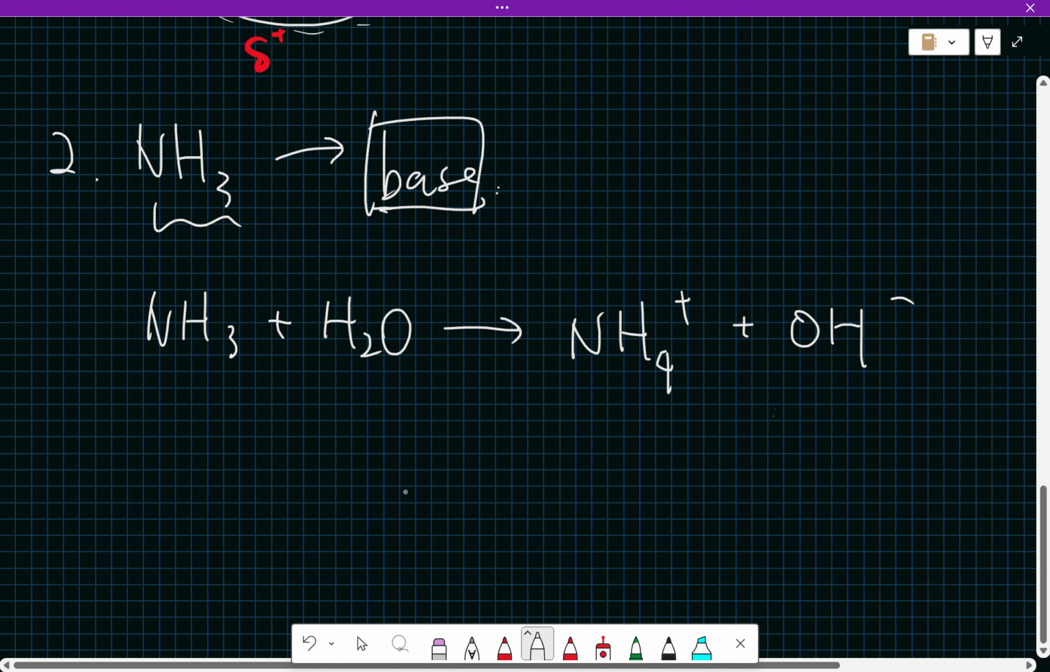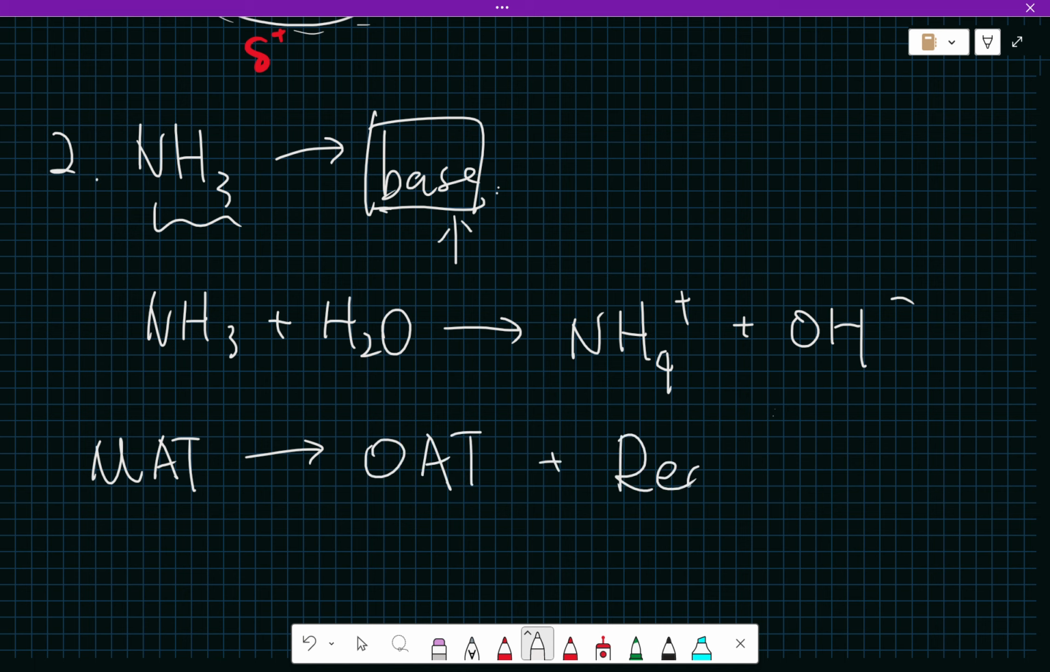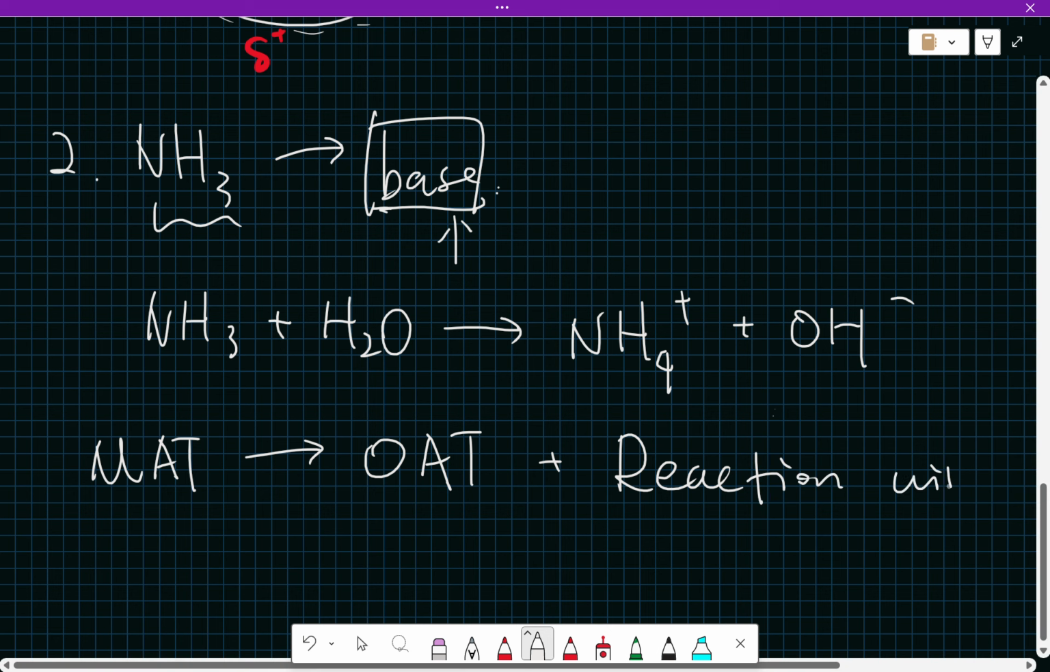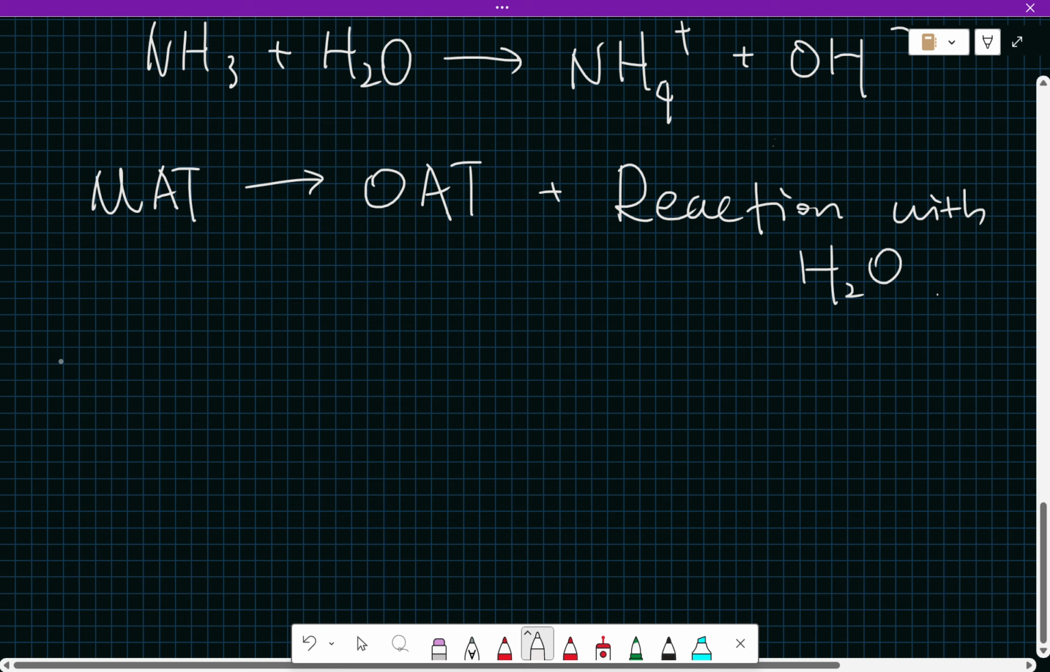Therefore, the modified Arrhenius theory suggests that when a molecule reacts with water and in the result products we have a hydroxide ion, it would still be considered a base. Therefore, the modified Arrhenius theory combines the original Arrhenius theory and the reaction with water. That would be an introductory definition of acids and bases.